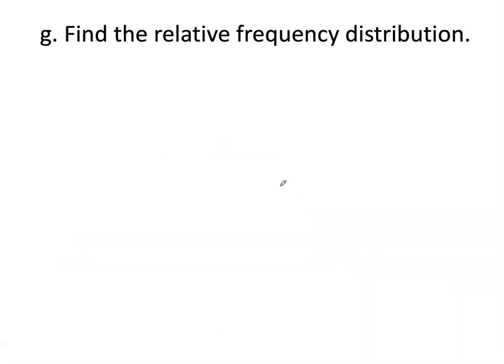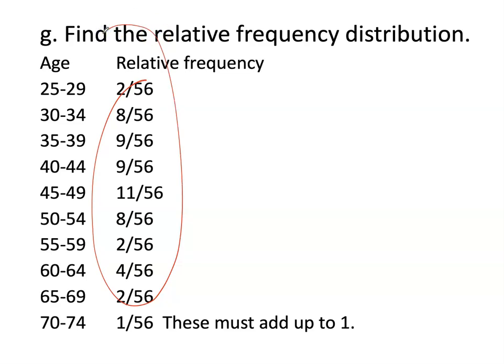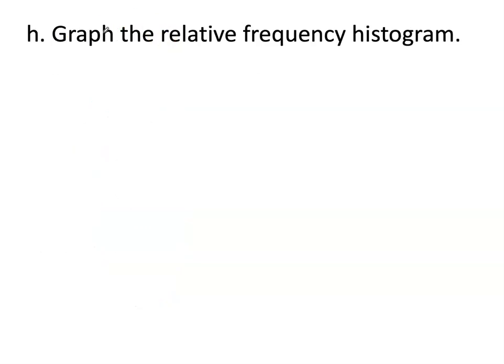Find the relative frequency distribution. Okay, we saw the frequencies. These numerators were the frequencies, 2, 8, 9, and so on. To find the relative frequency, you divide by the total number of pieces of data, which in this case is 56. So the relative frequencies would be 2 over 56, 8 over 56, etc. And of course, they must all add up to 1. Got to get everybody. Got to get them all.